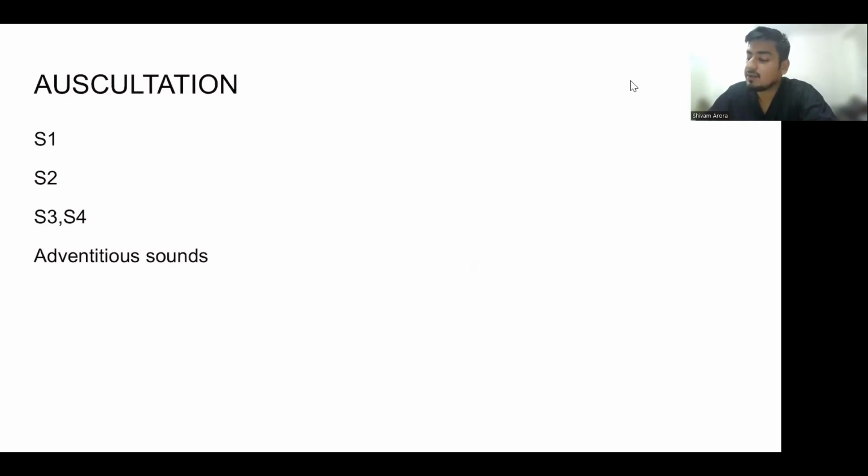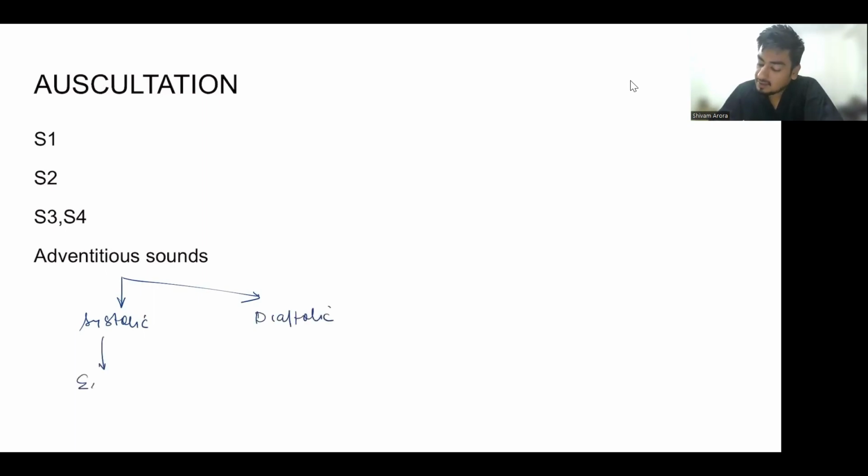After S3 and S4, we'll tell about adventitious sounds, any other sounds which are heard other than S1, S2, S3, and S4. In adventitious sounds, we have systolic adventitious sounds and diastolic adventitious sounds. In systolic, we have ejection click and non-ejection click.